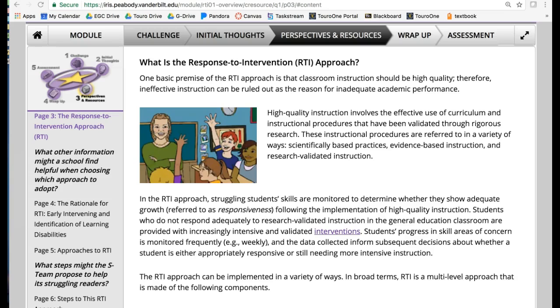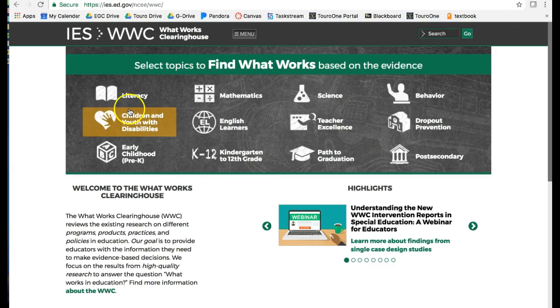So the next piece to response to intervention is the idea that we have to start with high quality instruction. And so in order for that to happen, you need to use scientifically based, evidence-based, or research-validated instruction. There is actually a website called What Works Clearinghouse that will tell you what evidence-based practices are out there.